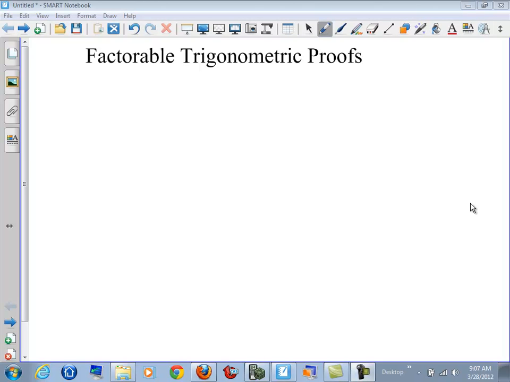This lesson is on a new kind of trigonometric proof that has factorable expressions in it. We'll be using the Pythagorean trigonometric identities as well as the other identities that we've talked about earlier. So the first example is the following.